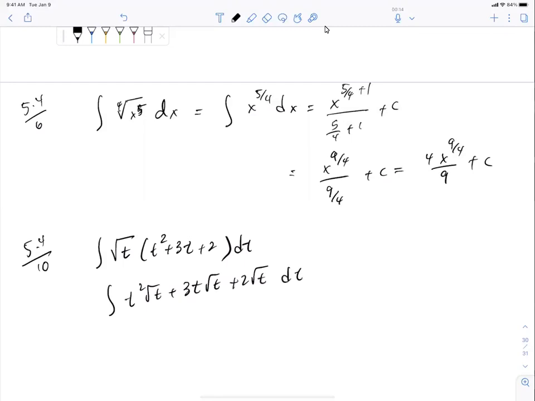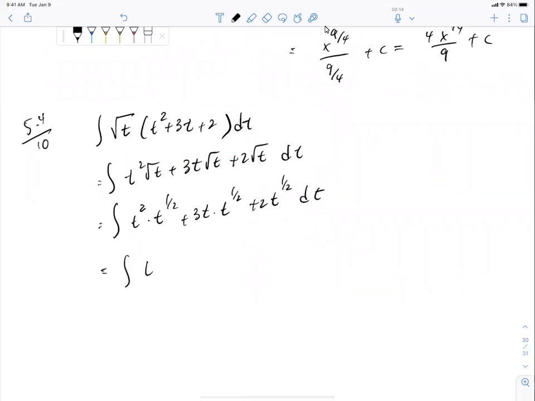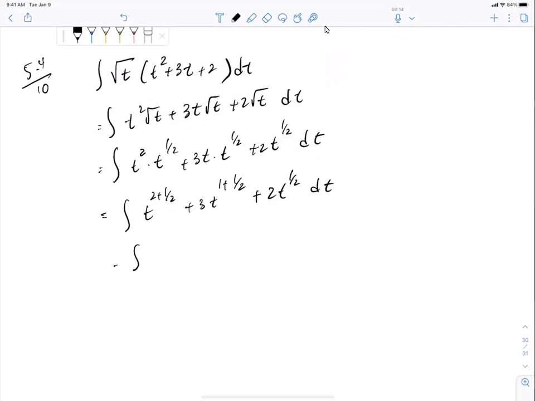And again, I don't like the radical form, so I'm going to change it to the exponent form. So it's going to be t squared times t to the 1/2 plus 3t times t to the 1/2 plus 2t to the 1/2. I'm sensing a power rule here. So I get t to the 2 plus 1/2 plus 3t to the 1 plus 1/2. I'm combining the powers there. And then 2t to the 1/2. Clean up my addition, I get t to the 5/2, 3t to the 3/2, 2t to the 1/2.